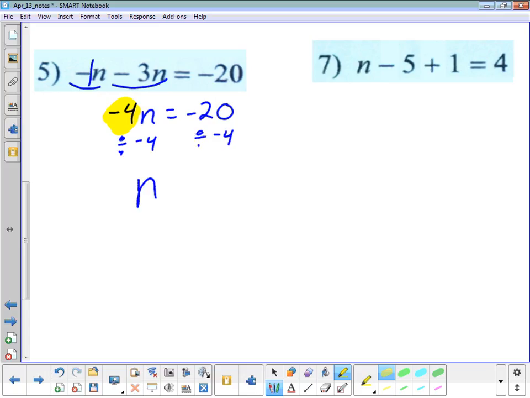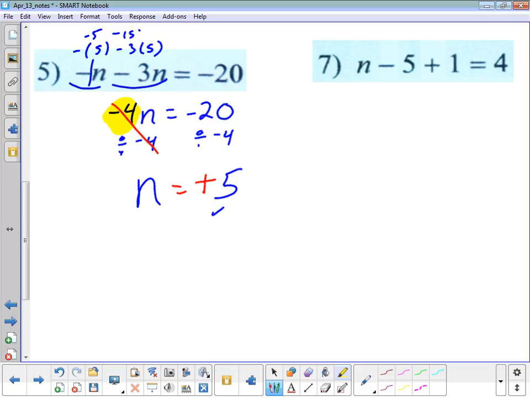That gives me a positive n on this side, because the 4s would divide off. On the other side, I have a negative divided by a negative, which means my answer has to be positive. And 20 divided by 4 is 5. So n equals 5. Now, again, I can check it to make sure it works. If I take negative 5 and minus 3 times 5, I get negative 5 minus 15, which would be negative 20. That does work out.